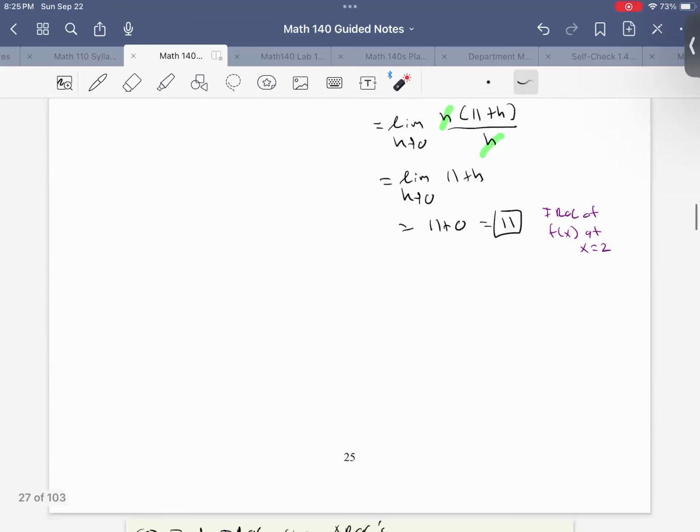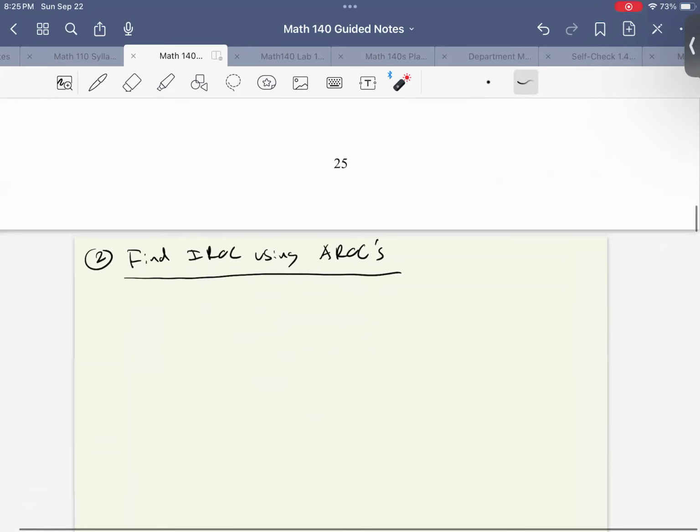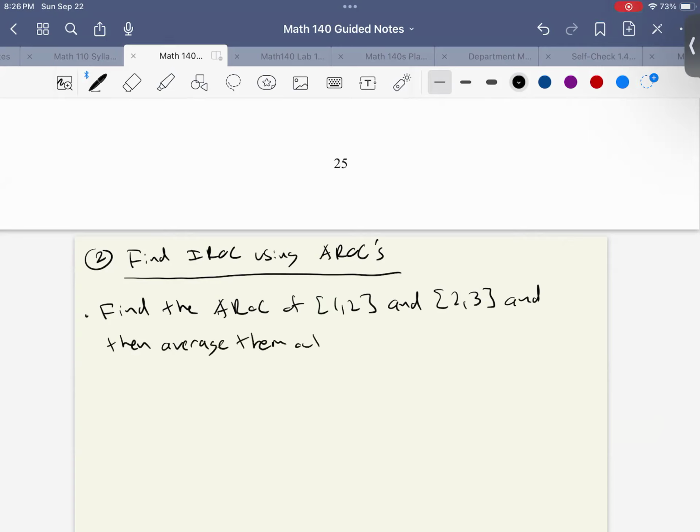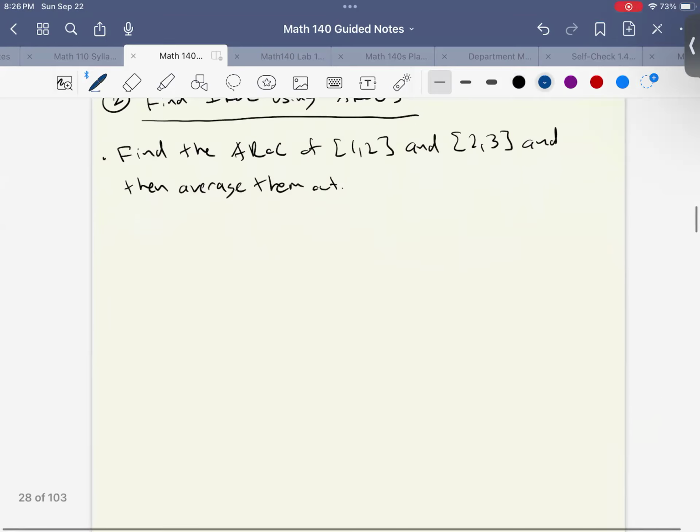Okay. So what I'm going to do is find the average rate of change of 1 to 2 and 2 to 3, and then average them out. Okay, so what does that mean exactly? So let's go ahead and try it out.